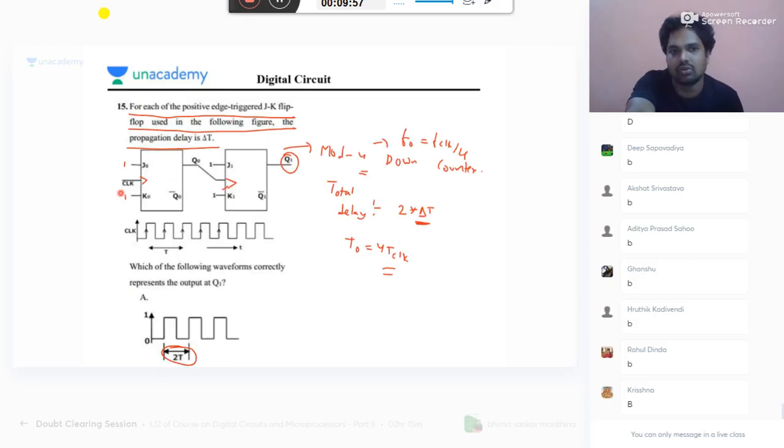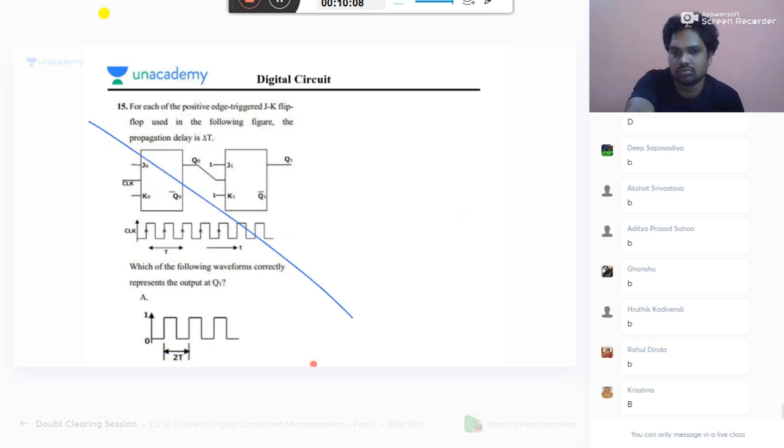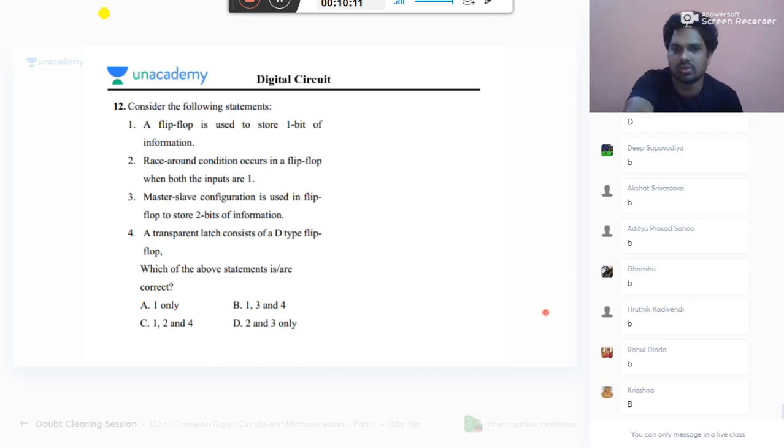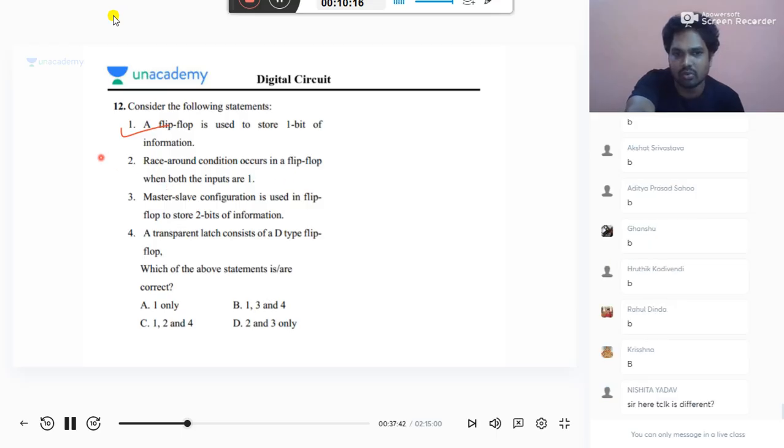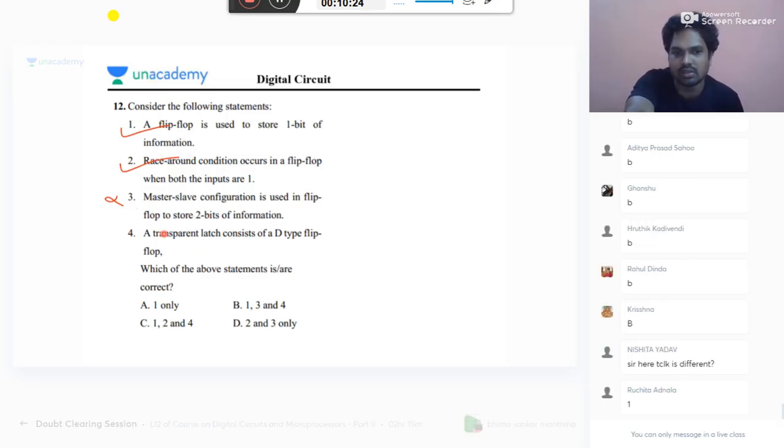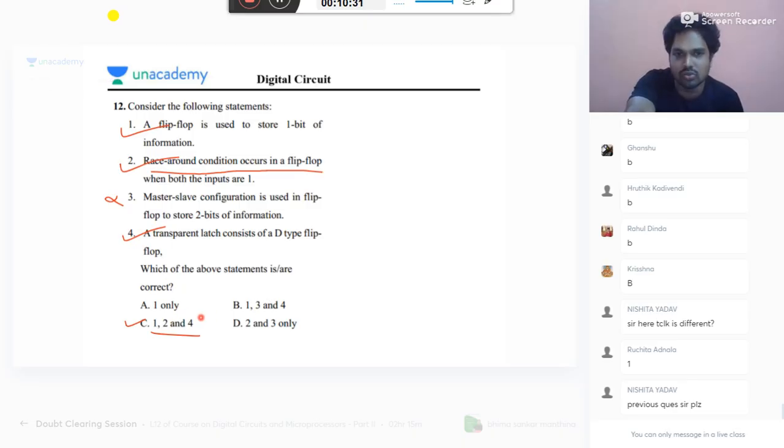It is an asynchronous counter, so it is having 2 n times t_pd as the formula, if you have n number of flip-flops. This question everybody knows. Flip-flop is used to store 1 bit of information. Race condition occurs when both the inputs are 1. Master slave is used to store only 1 bit. A transparent latch consists of D flip-flop. All 1 to 4 are correct. You may have the doubt, sir, race around is occurring only in JK.